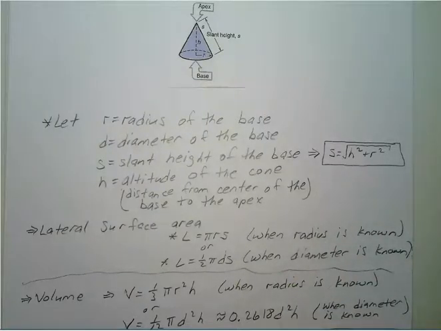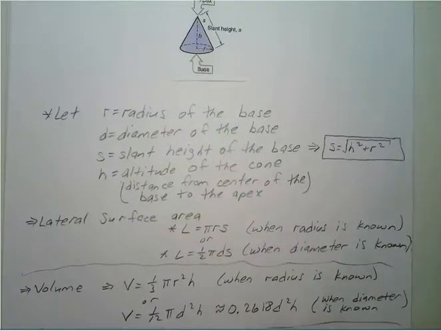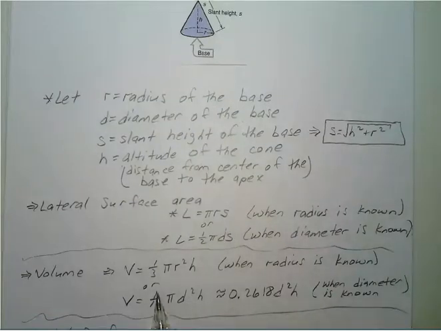What about the volume? Well, if you know your radius, your volume of the cone will be 1/3 times pi times the radius squared times the altitude. Or, if you know your diameter, your volume will be 1/12 times pi times the diameter squared times the altitude.